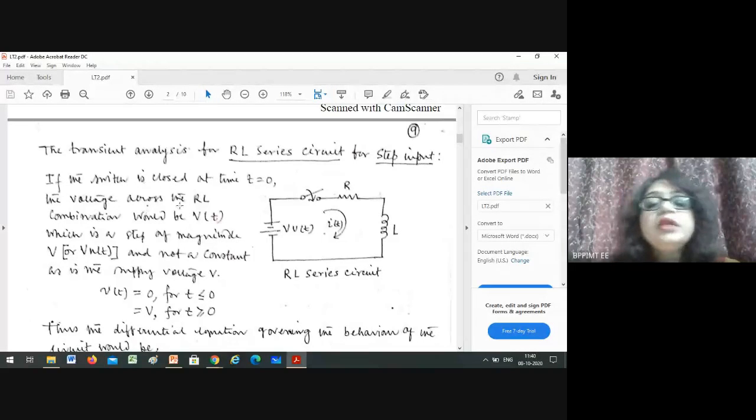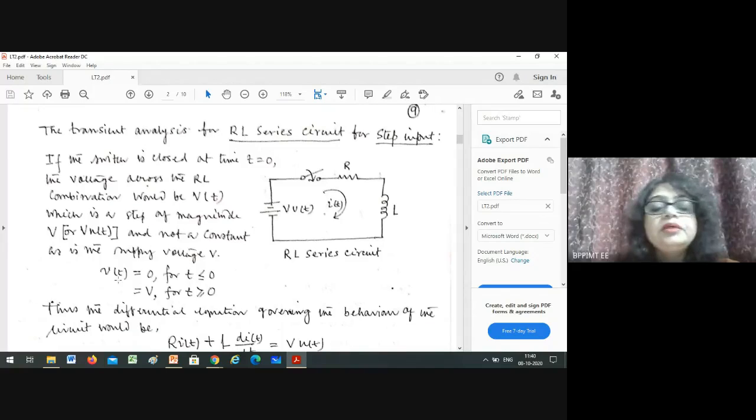The voltage across the RL combination would be v(t), which is a step of magnitude V, or V u(t), and not a constant as the supply voltage V. Already you know v(t) equals 0 for t less than 0, equals V for t greater than or equal to 0. Many times I have explained it.